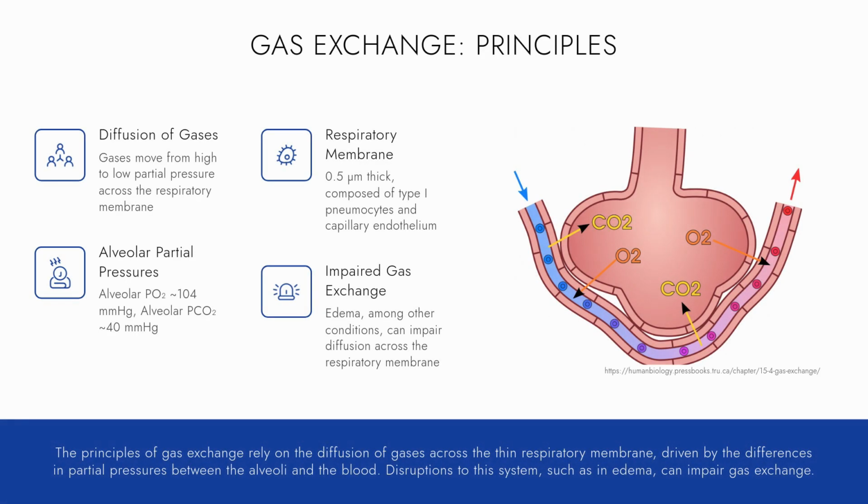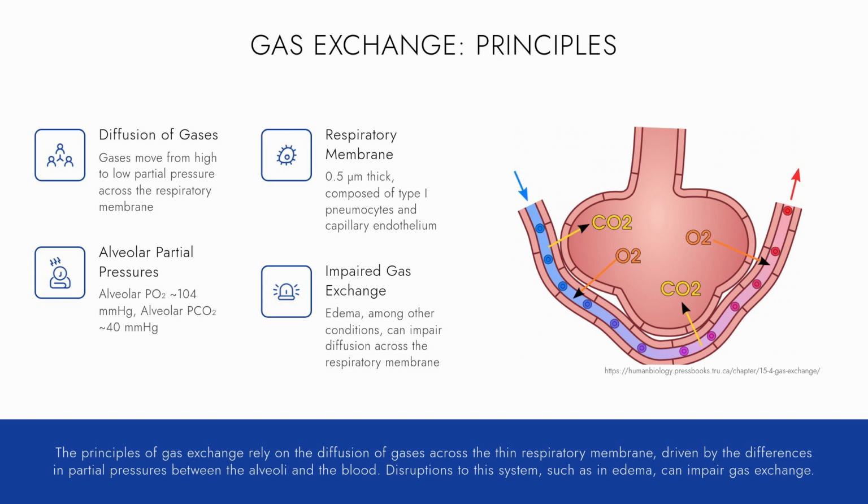Gas exchange principles. Gas exchange relies on diffusion across the respiratory membrane, driven by partial pressure gradients. Alveolar PO2 is around 104 millimeters of mercury and exceeds venous blood PO2, which is around 40 millimeters of mercury. So O2 diffuses into the blood.